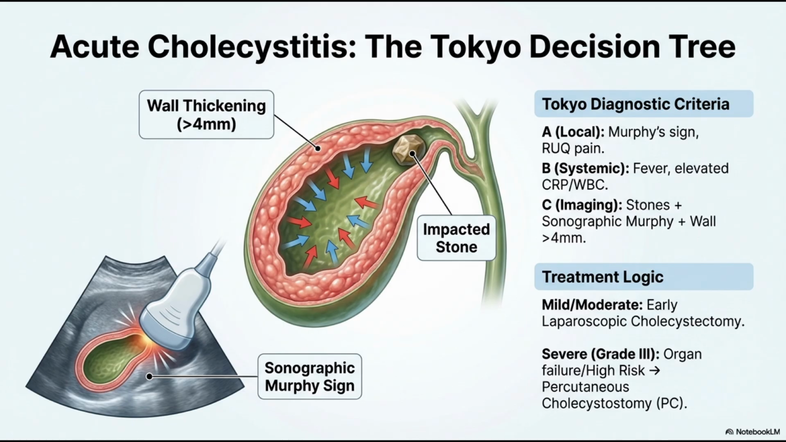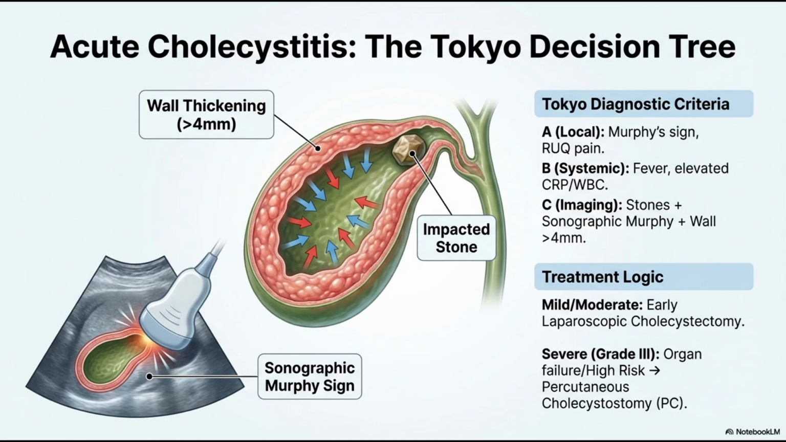But if the patient is grade 3, severe, septic shock, or has a massive comorbidity index, they might be too unstable for surgery. In that case, we use the PC tube, percutaneous cholecystostomy. It's a bridge. You put a drain in the gallbladder to relieve the pressure and resolve the sepsis. Then you figure out the surgery later, or maybe never if they are just too frail.